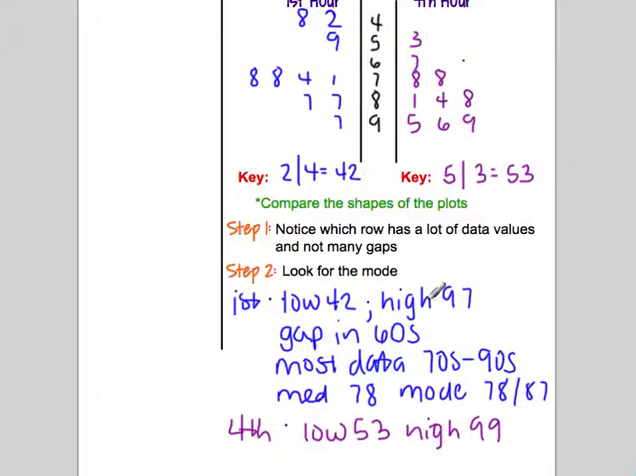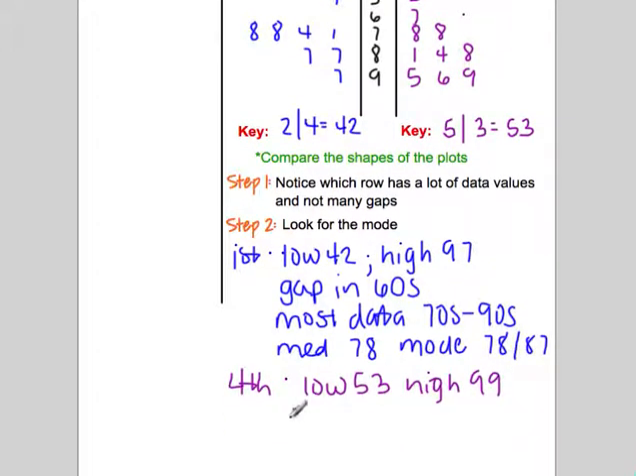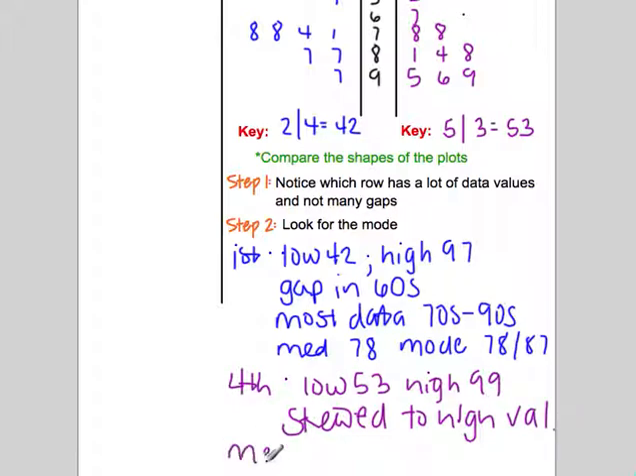So therefore, I'm going to make note that it is skewed to high values. And I apologize for my atrocious handwriting. It's skewed to the high values. I also notice that if I calculate the median, that's 82.5. And the mode, this is a single mode, and we have a mode of 78. So when it says to compare the shapes, that's kind of what we're looking for.